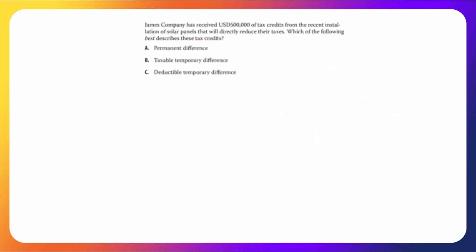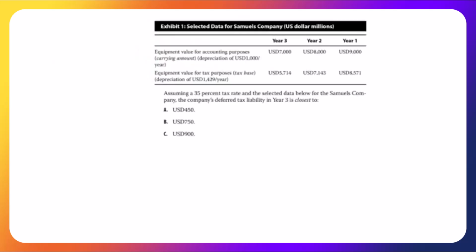James' company has received 500,000 USD of tax credits, free money from the recent installation of solar panels that will directly reduce their taxes. Which of the following best describes these tax credits? Permanent difference? Yes. Taxable temporary difference? No, it's just free tax money. You're just reducing your tax. It's not a timing difference. It's not a temporary difference. It is permanent. You are never going to have to give it back. No deferred tax.